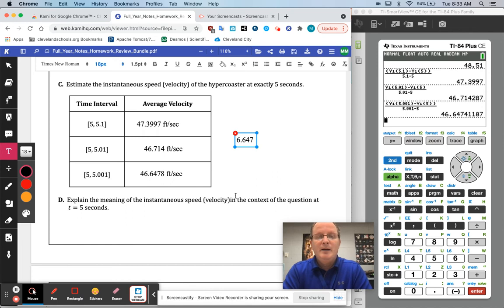What am I missing? 46.647. Yeah, there we go. As long as, you can tell it's heading to something. If we did a couple more rows on that, we could get a little more accurate, but for the time being, that'll be fine.